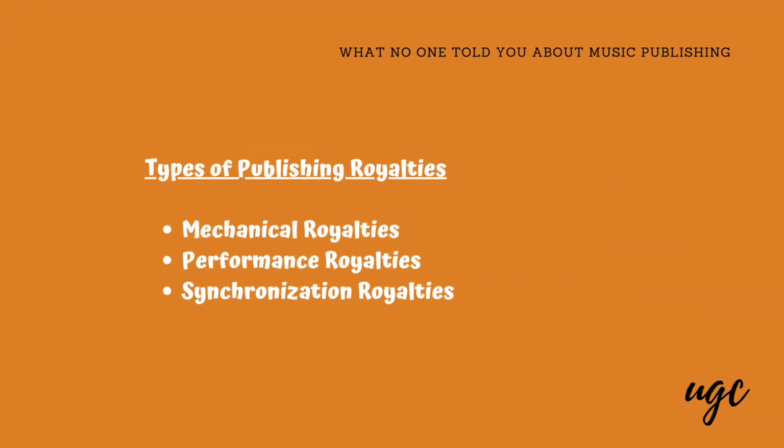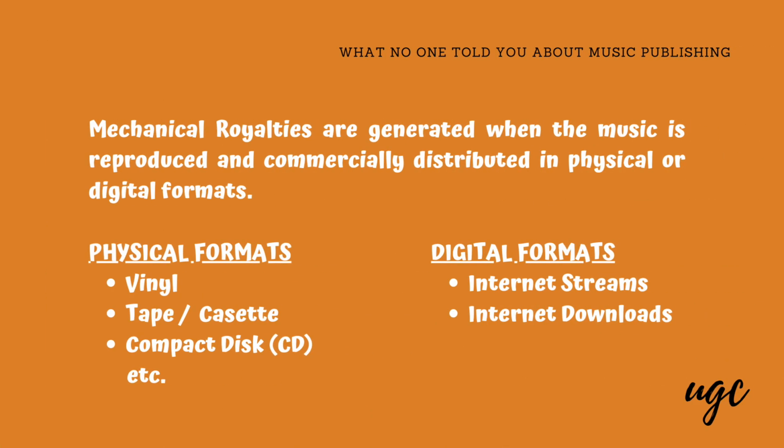When you own publishing rights to any music, you are entitled to publishing royalty. There are three types of publishing royalties, and they are mechanical royalties, performance royalties, and synchronization royalties. Mechanical royalties are earned when the music is reproduced and commercially distributed in physical or digital formats. Physical formats are CDs, vinyls, cassettes, and digital formats refer to internet streams and downloads.